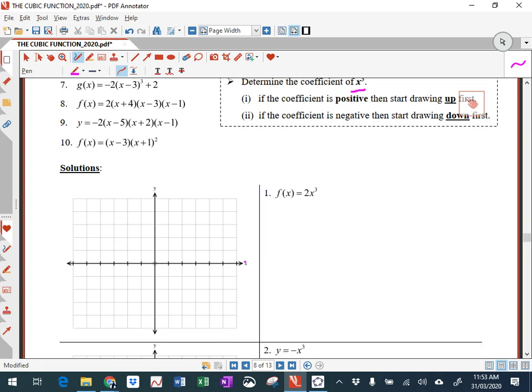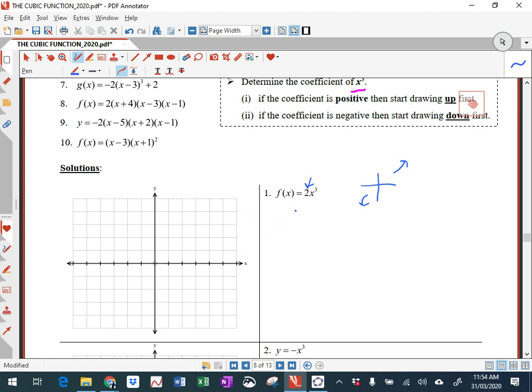Let's have a look at the first one. Now, let's just change colors to blue. All right. So for this one, the first thing I'll do is look at the coefficient. So coefficient is positive, right? That means if I did a little number plane over here, you'll be starting in the third quadrant and finishing in the first quadrant. The other thing to look at is intercepts.